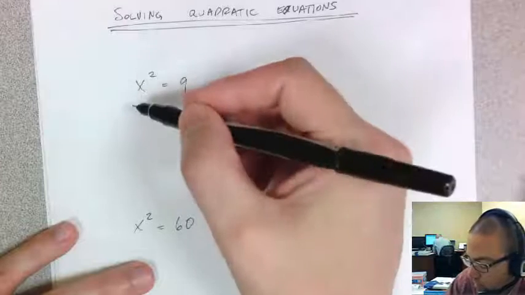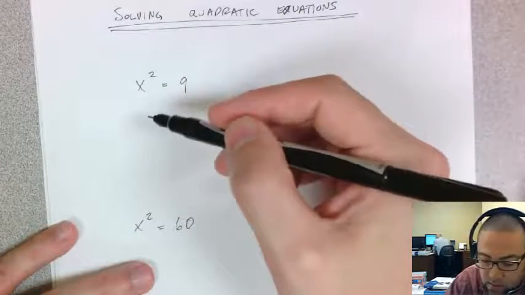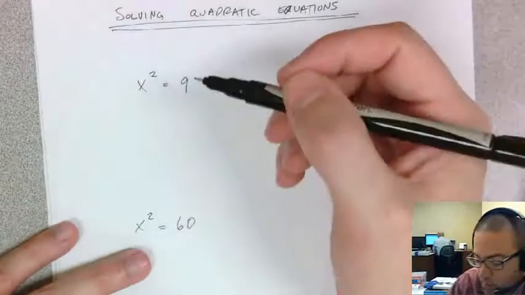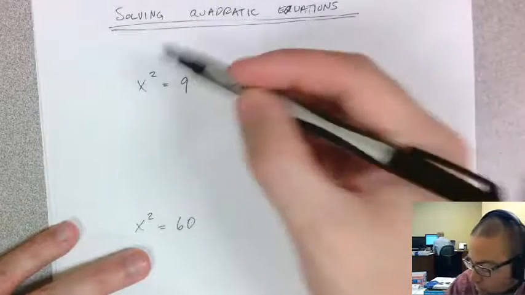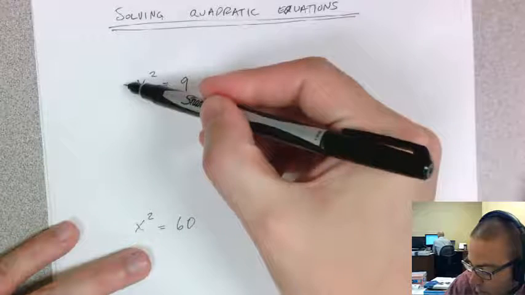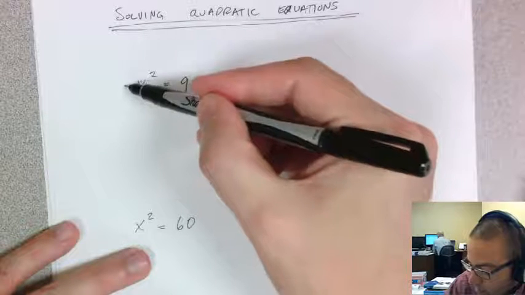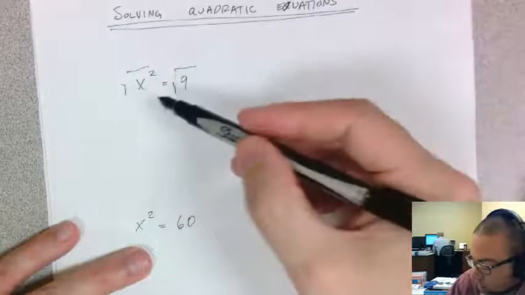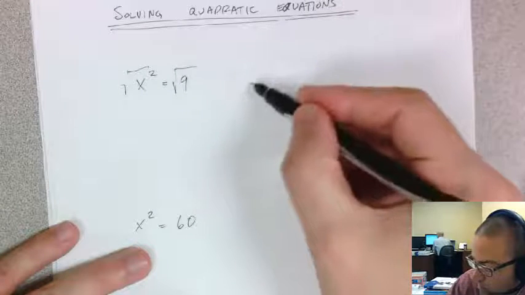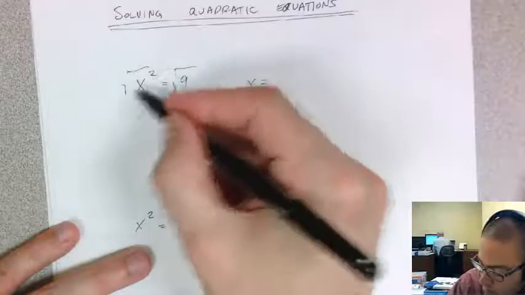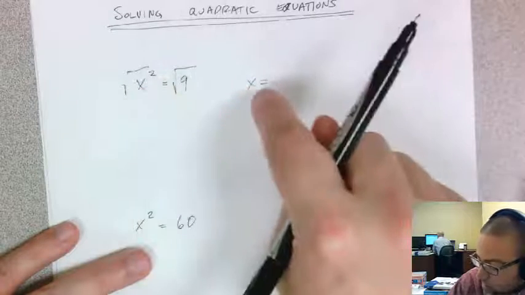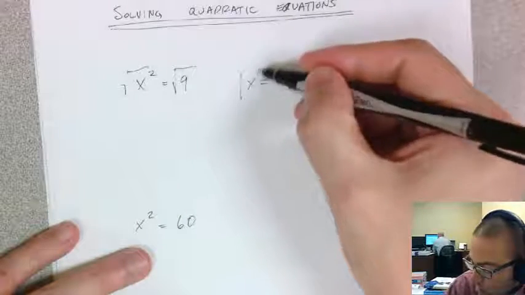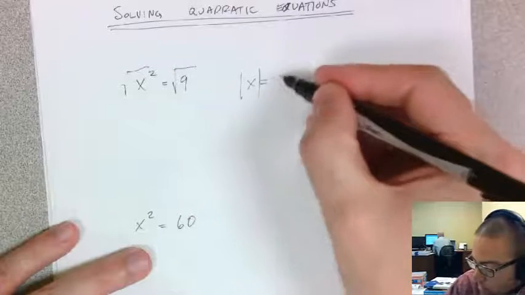So guess and check is one method to solve these things, but it's not going to be a way that we're going to be able to use when they get more complicated. So let's use the algebraic way, which is to do the same thing to both sides. So I'm going to take the square root of both sides. Now, the square root of x squared is, well, technically it's the absolute value of x, and that's equal to 3.